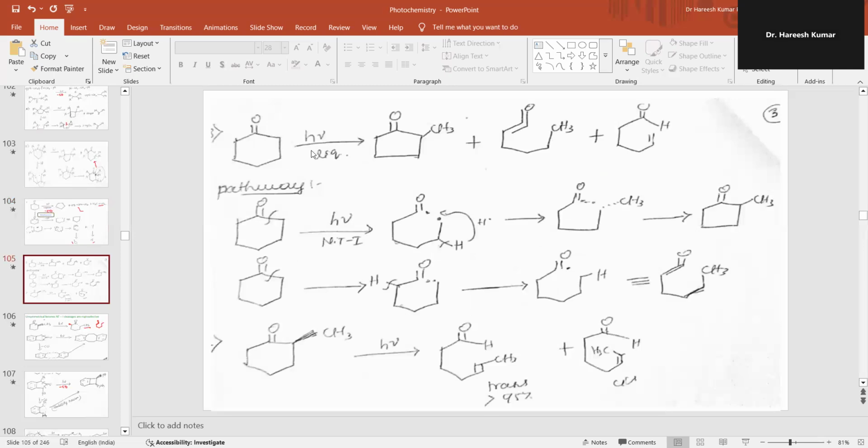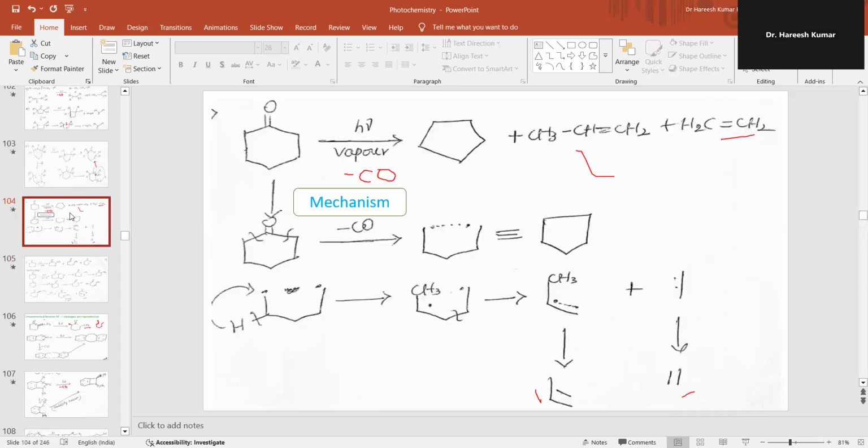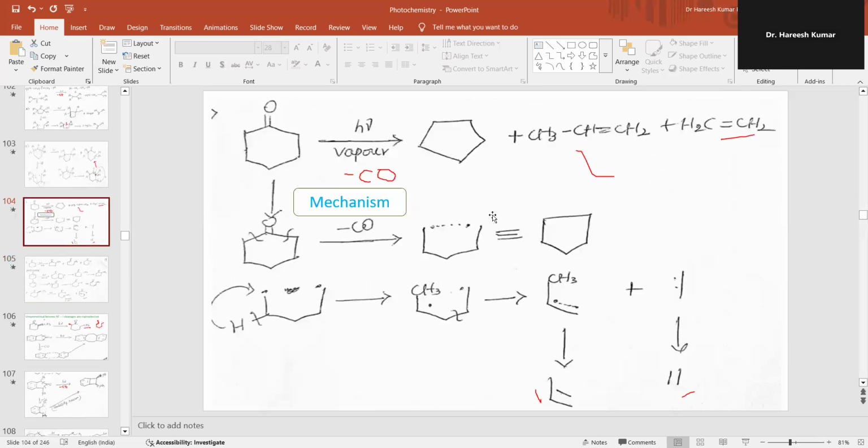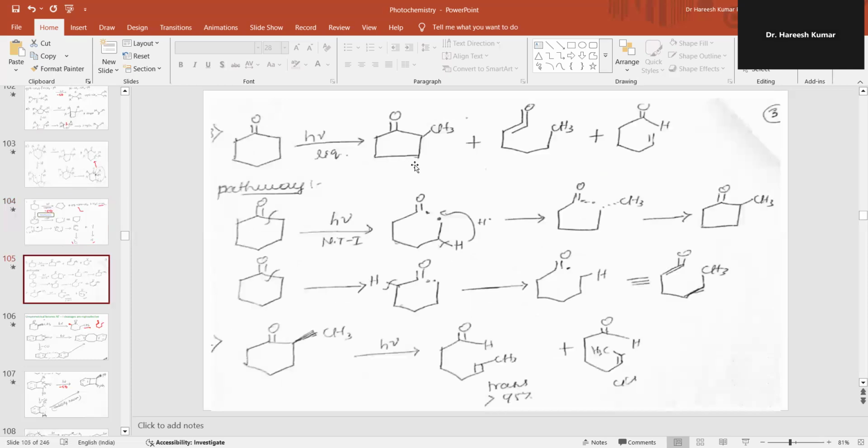Again, same example only I am taking. The previous example is also a cyclopentanone. So this is also a cyclopentanone, but the products are different. Here, cyclopentanone, propene, and ethene are the products. But here, it is a ring contraction. Ring contraction means conversion of cyclohexanone to cyclopentanone and two different products.